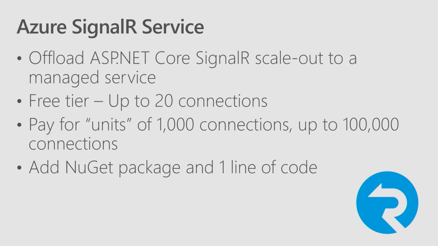There's a free tier in the service. You can get up to 20 connections, and you can pay for more scale if you want, up to 100,000 connections. And in 3.0, we actually improved the experience where you add a package and you add a single line of code to do so. Before it was 2, now it's 1. So huge improvement. 2 is too difficult.